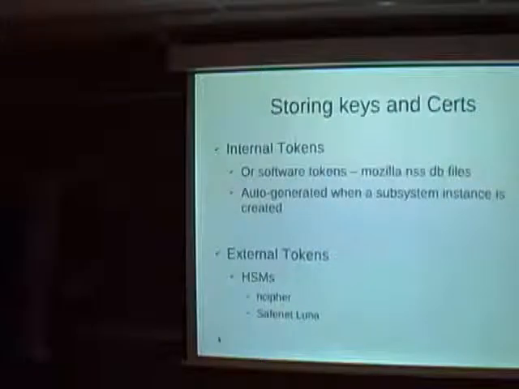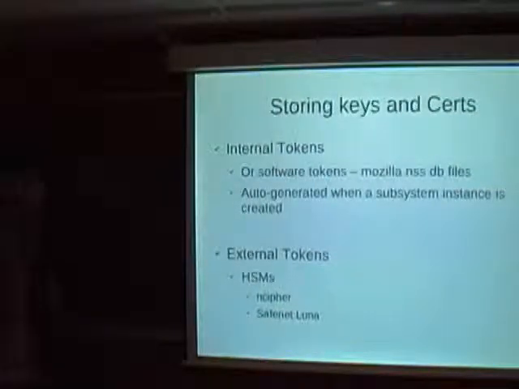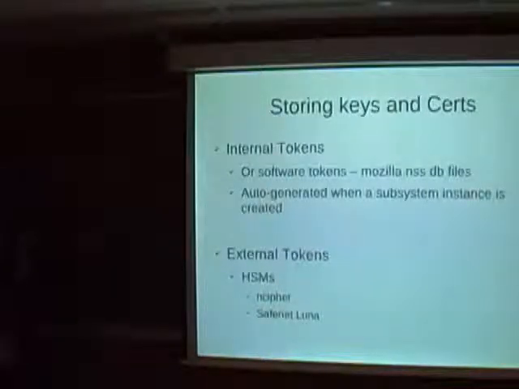So for storing keys and certificates, whenever a subsystem instance is created, like any of the 6 subsystems, by default, Mozilla NSS databases are created along the instance to store certificates and keys. For more security, we could also use hardware security modules to offload the SSL acceleration and to support a different range of algorithms like ECC. RSA is supported by Mozilla NSS as well. And these are the 2 HSMs which are tested, nCipher and SafeNet.